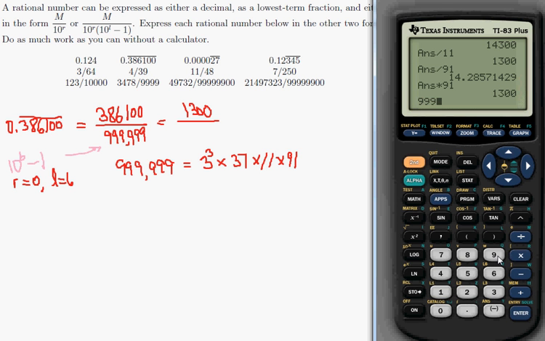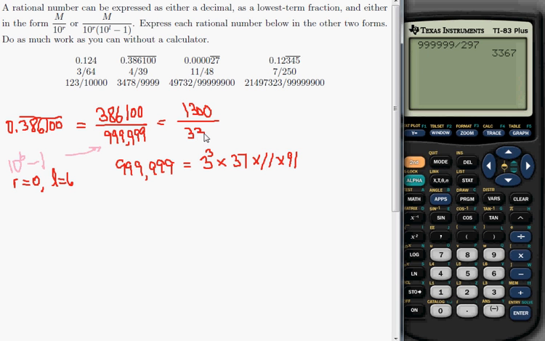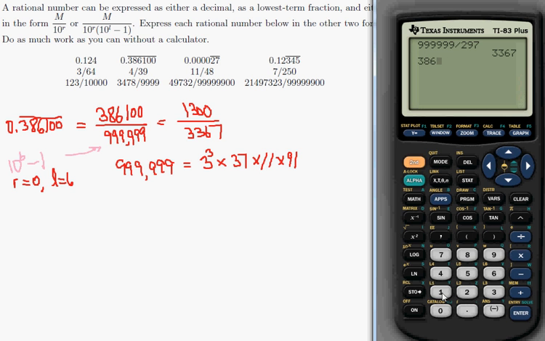So let's double check that. 999,999 divided by 297 is 3,367. And on top, 386,100 divided by 297 is 1,300. And so there is your answer in lowest terms. Okay, 4 over 39.